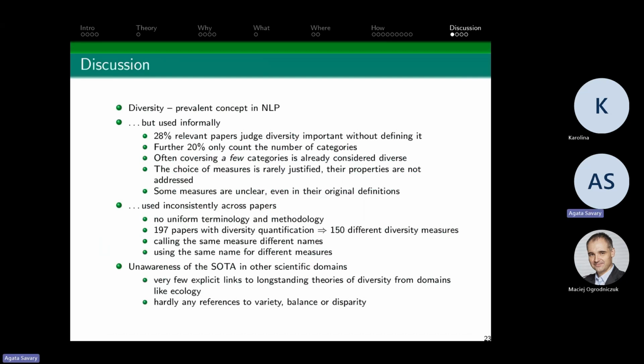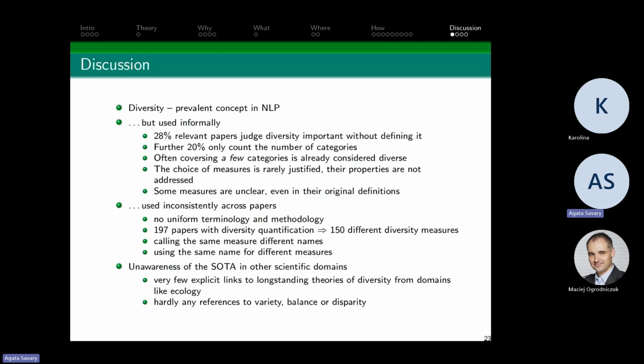And finally, a discussion, and I have several slides, but maybe I won't say everything because it can take hours. This discussion is the most interesting. So of course you saw that diversity is prevalent in NLP, right? This is quite obvious. And now the problem is that it is used informally. Just to give you numbers, 28% of these 300 papers judge diversity important. It's in the title, but they never define it.